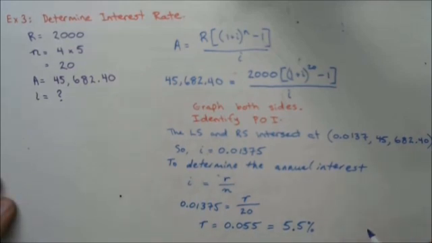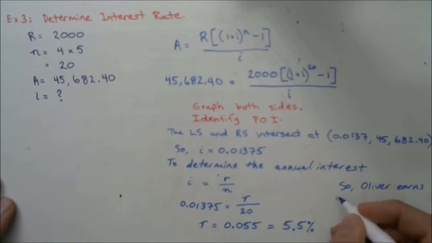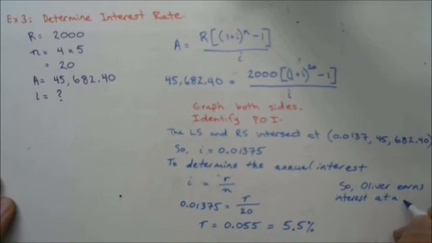And I'm just going to squeeze my final little sentence up here. So, Oliver earns interest at a rate of 5.5% compounded quarterly, or 4 times per year. That comes straight from the question.